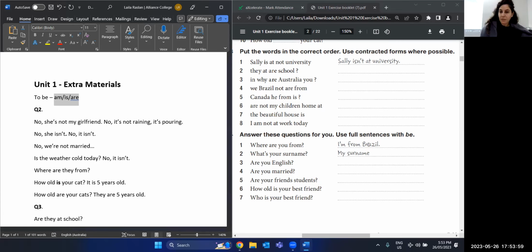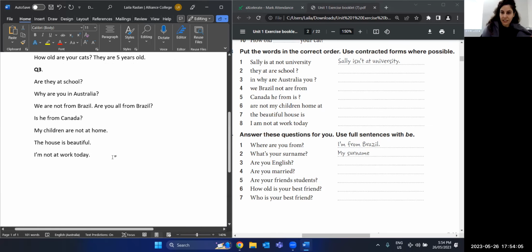So where are you from? I'm from Brazil. What's your surname? My surname is, so you can write your own information there. So my surname is, are you English?